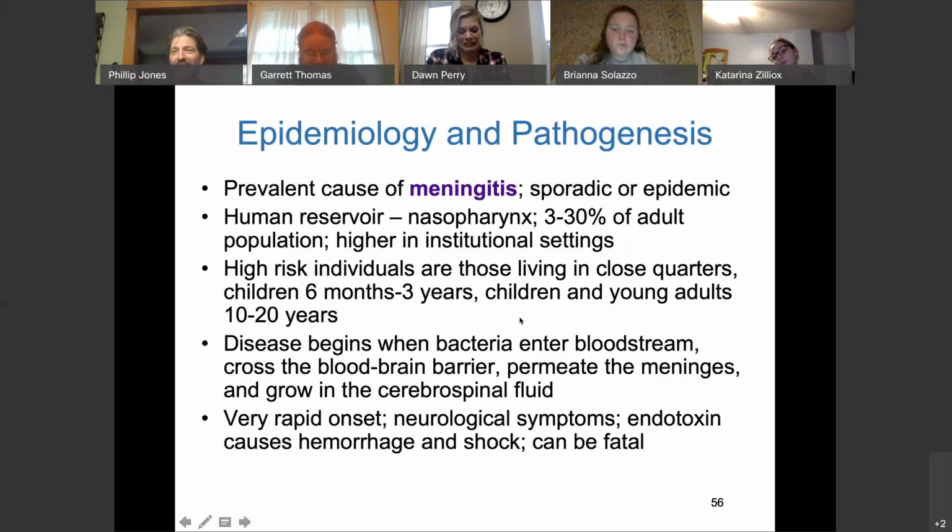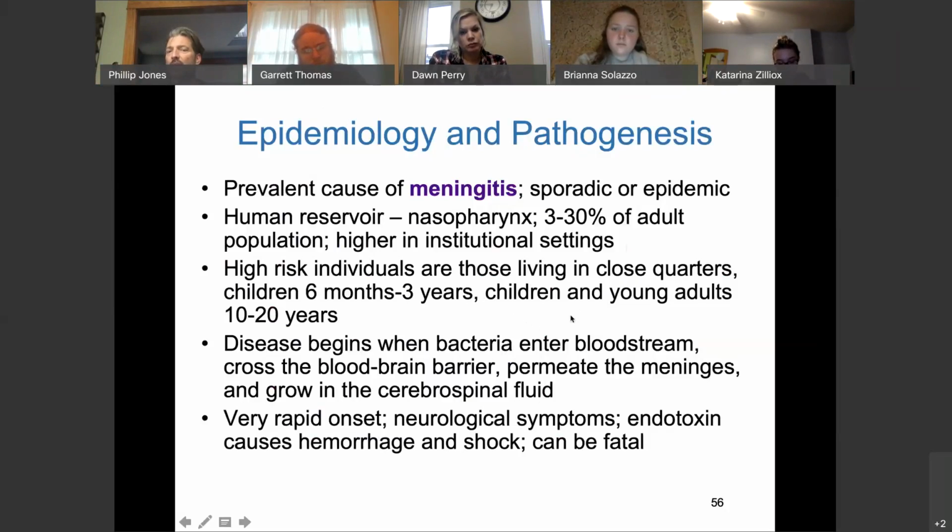So high-risk individuals are those living in close quarters: children and young adults, 10 to 20 years old. If you're in a private school, boarding school, college dorm rooms, detention centers, group homes, this can spread super quick.